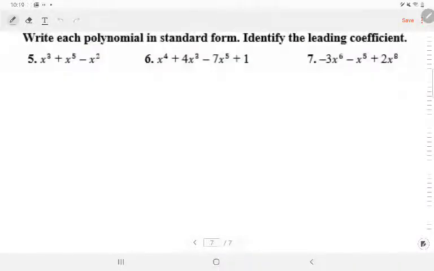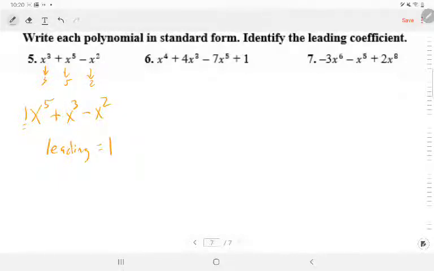So let's look at these. We are to write the polynomial in standard form and identify the leading coefficient. So if we take a look at here, we have a 3, we have a 5, and we have a 2. And they're all the same variable. So I would say x to the 5th plus x to the 3rd minus x squared. Now, what's my leading coefficient? I don't have a number in front of the x to the 5th. But remember, there's always that invisible 1. So my leading coefficient would be 1. Okay?